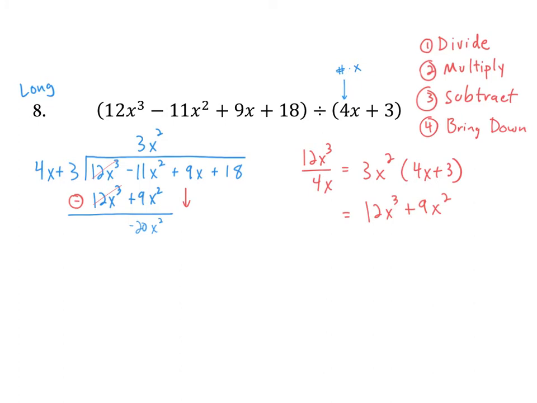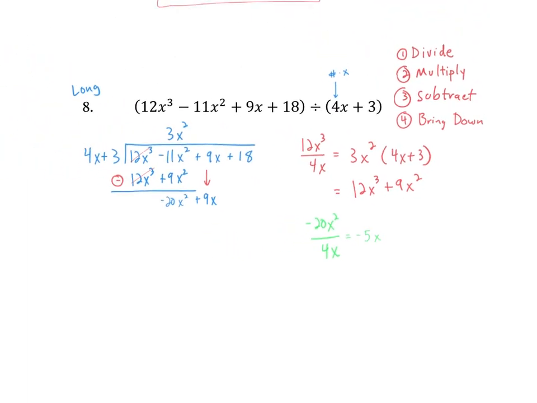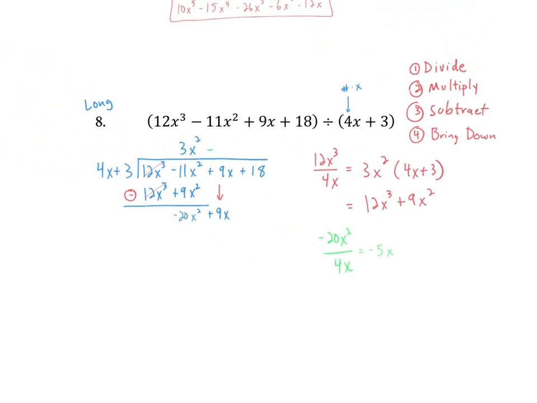All right, so those are all the steps. We just have to keep repeating those. Okay, so bring that down, and then we'll go back to the beginning, which is dividing. We'll take the first thing here and divide it by that 4x. Negative 20x squared divided by 4x. Negative 20 divided by 4 simplifies to be negative 5, and then x squared divided by x is just x. That we'll put up here with the x's.